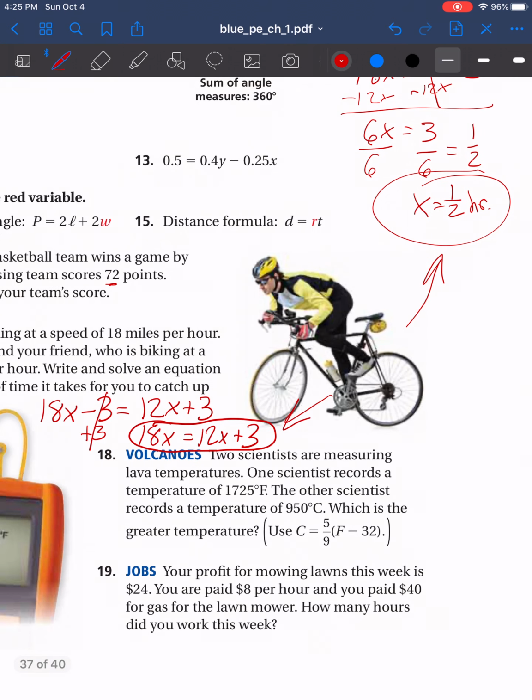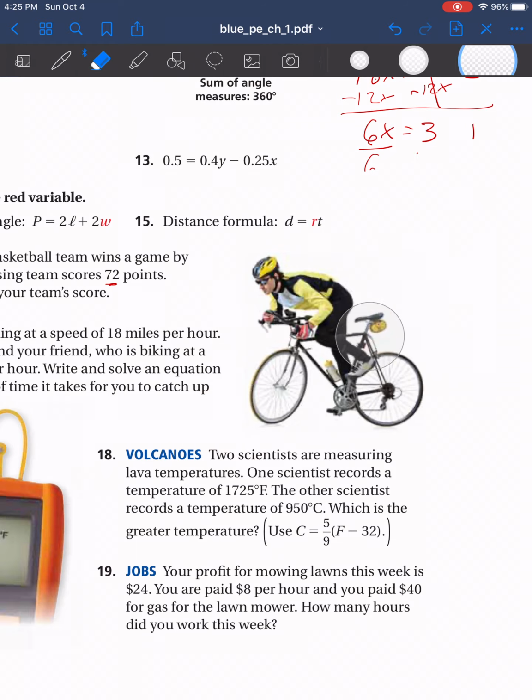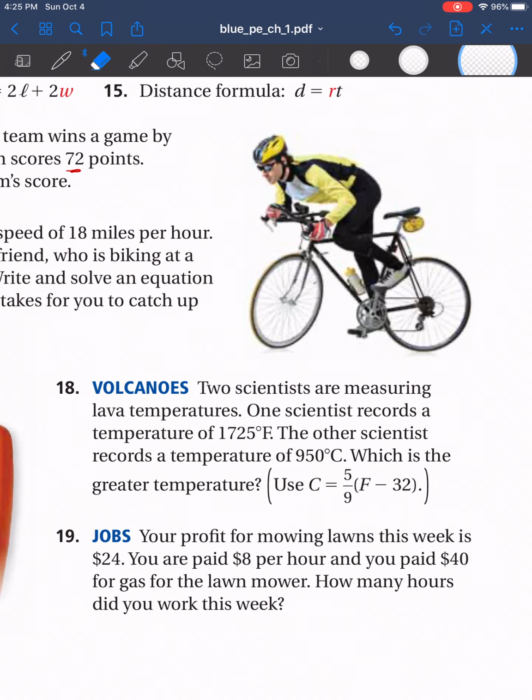Okay, number 18, volcanoes. Let me erase my work. Two scientists are measuring lava temperatures. One scientist records a temperature of 1,725 degrees Fahrenheit. The other scientist records a temperature of 950 degrees Celsius. Which temperature is greater? Okay, a lot of you guys really struggled on this on your quiz. I want to change these two things to be the same degrees. Fahrenheit or Celsius, it doesn't matter.